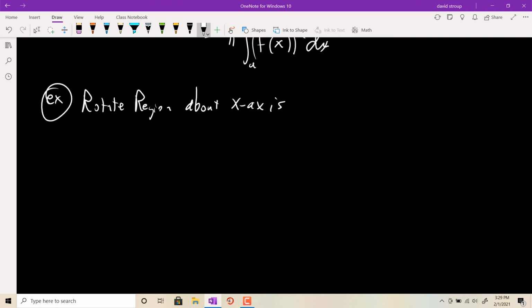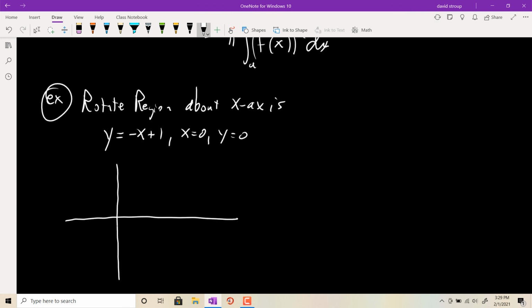And in particular, they give you the formulas for the region. The line negative x plus 1 has a y-intercept at 1, and then it goes down 1 over 1, so it should be right here. The line x equals 0 is the y-axis, the line y equals 0 is the x-axis, so we're going to end up having to rotate this region about the x-axis. We indicate that with a little loop like that.